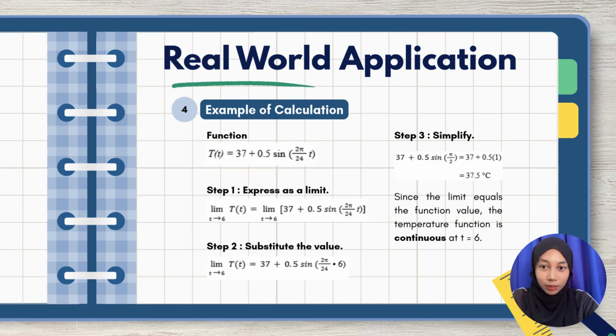On this slide, we are using a trigonometric function to model body temperature. The function is written as T(t) equals 37 plus 0.5 times sine of (2 pi over 24) times t.